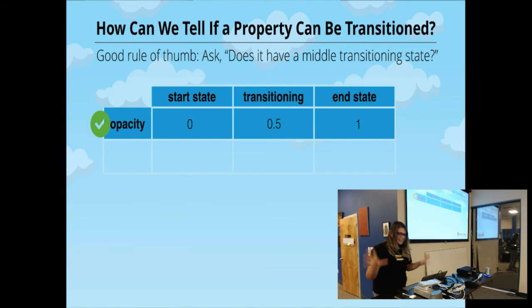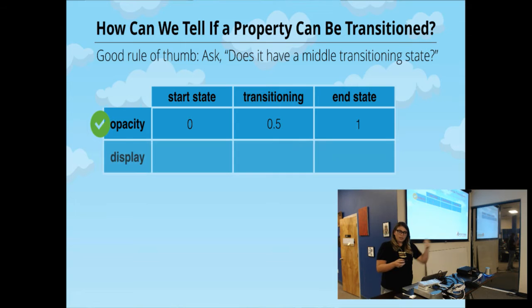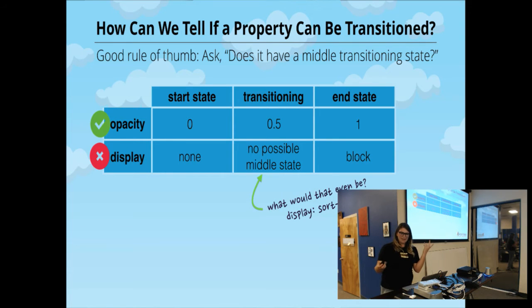So a good rule of thumb is to ask yourself, does it have a middle state? If it doesn't have a middle state, what would it transition with? So opacity is a really good example of this. Like we said, you can toggle 0 or 1, but you could also set your opacity to 0.5 and have a semi-opaque whatever on your page. That is a possibility. So it transitions. Whereas with display, your two options are none and block. So what would your middle state be? It'd be like display it sort of. There's not a middle state, therefore it doesn't transition.